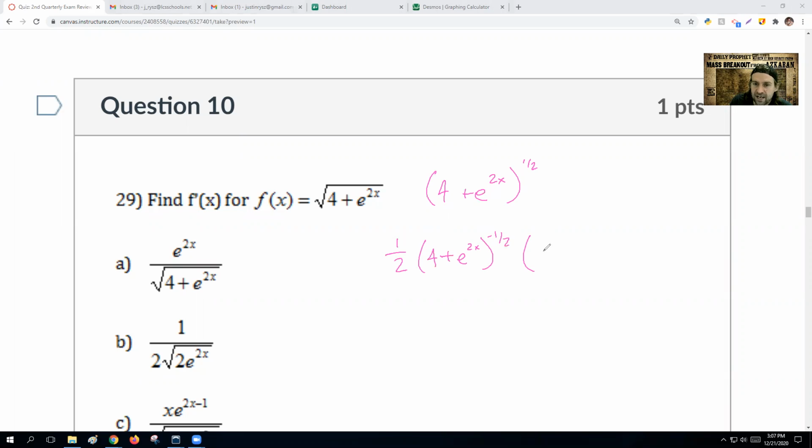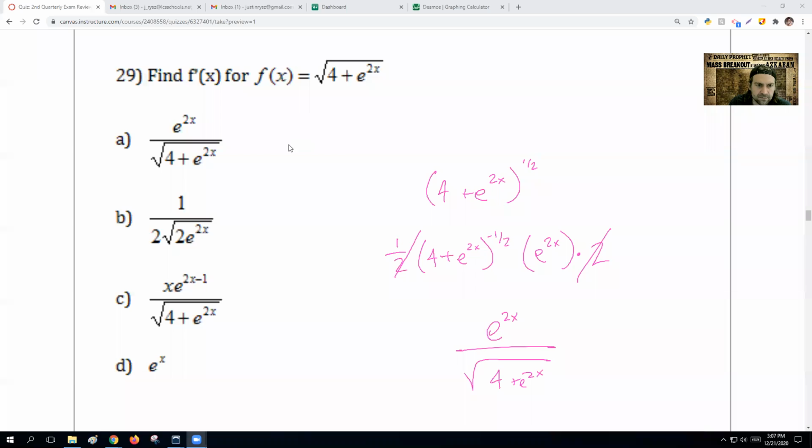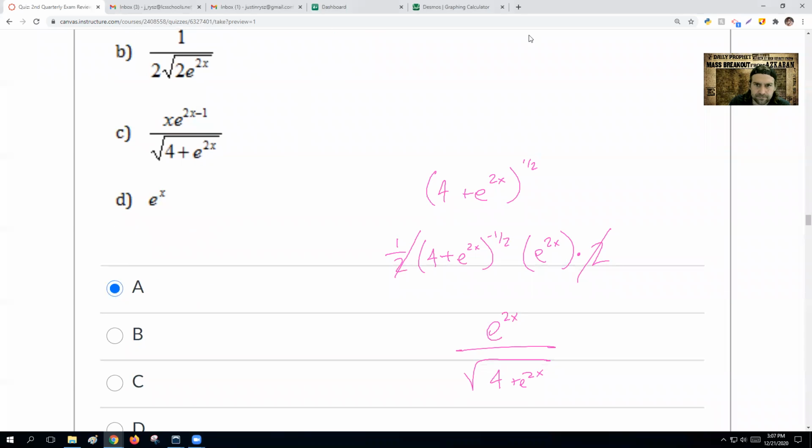So the derivative of e to anything is just e to that something, times the derivative of the inside, or the 2x, which would be 2, which is nice because that cancels out the 1/2. And so really we have e to the 2x over the square root of 4 plus e to the 2x. So what is that, A? Yeah, A.